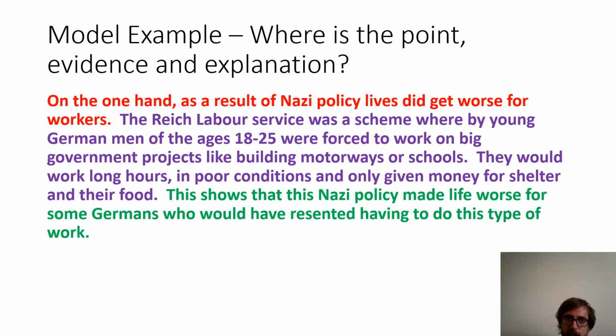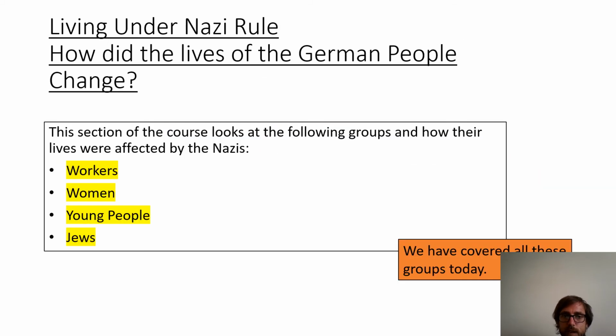So then we have a look there. The red bit is the point, the purple bit in the middle is the evidence, and then you've got the explanation at the end that links the whole paragraph together, which is really, really important. So you're going to have a go at doing that yourself and submitting it online. You've got the Show My Homework quiz to do. We've covered all of these groups today: workers, women, young people and Jews, and looked at how their lives changed. So we've done quite a lot there.